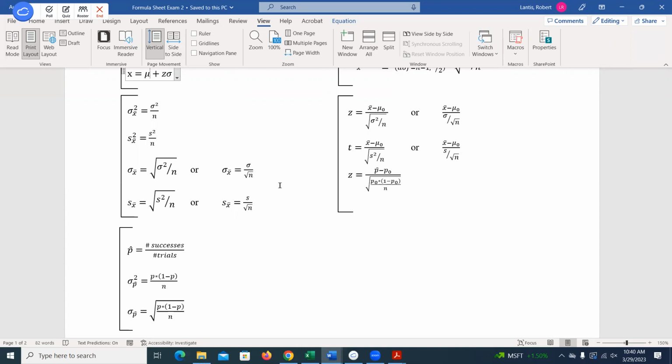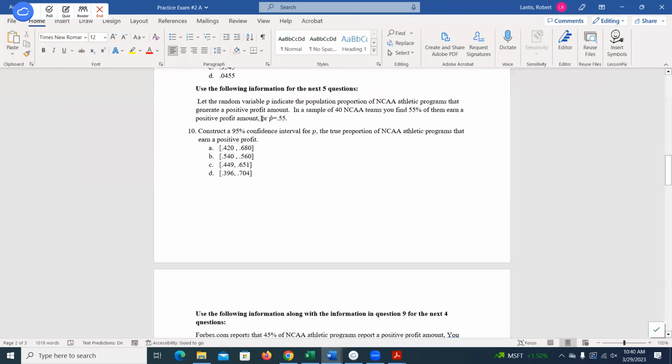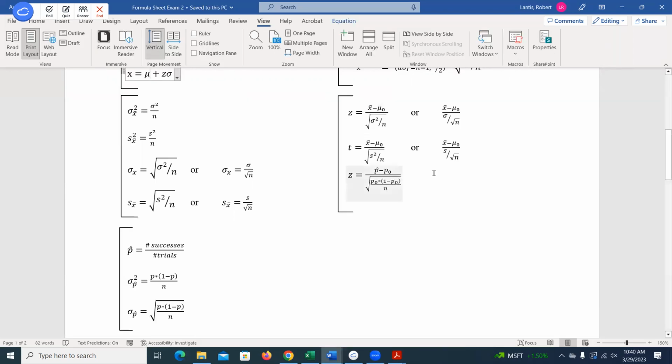Once again, with these test statistic equations, hopefully you can see I'm using the notation in the question. When you go to the formula sheet looking for a test statistic, here are your three test statistics. Which one has p hat in it? Which one's dealing with proportions? This one does.